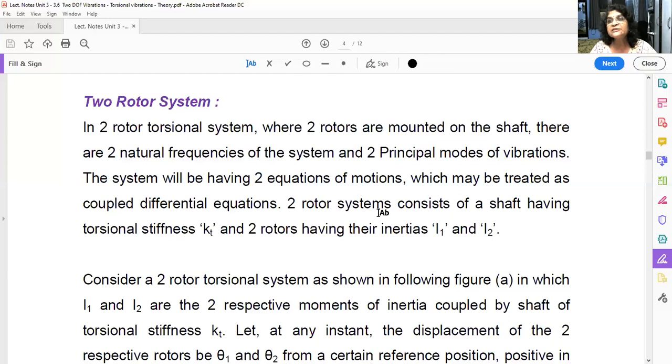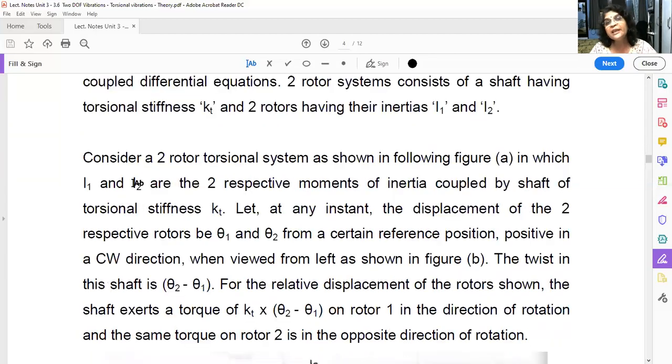So a two rotor system consists of a shaft having a torsional stiffness KT and two rotors having their mass moments of inertia, I1 and I2. Now consider any two rotor torsional system as shown in the following figure, in which I1 and I2 are the two respective moments of inertia of two rotors that are coupled by the shaft.